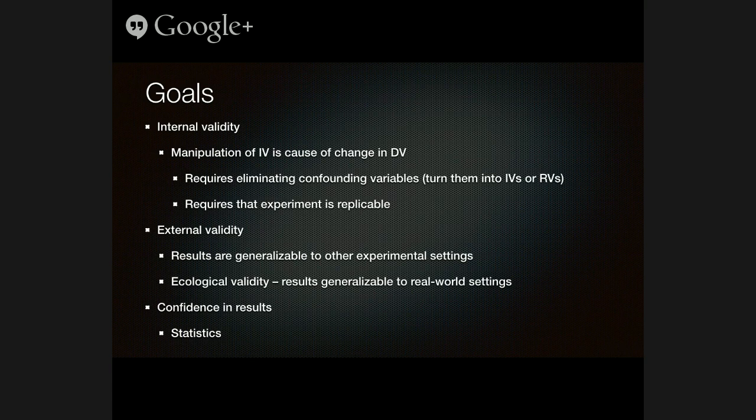Cool. And the goal of any user study is to get these two types of validity, internal and external. Internal validity is the notion that you really are confident that manipulating the independent variables results in a change in the dependent variables. External validity is a belief that your results are generalizable to other experimental settings. And so this is just about careful experimental design, and this is about careful kind of problem space selection and making sure that your target population really makes sense in the rest of the world. And then you use statistics to kind of get confidence in your results.